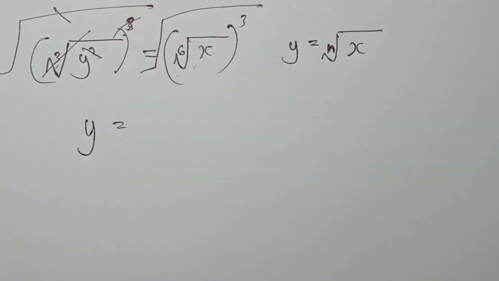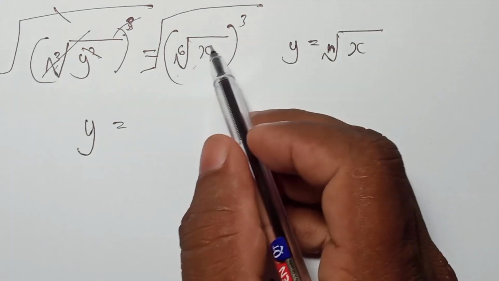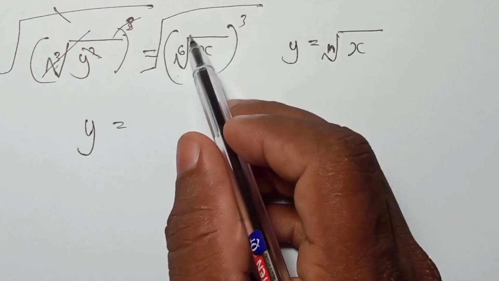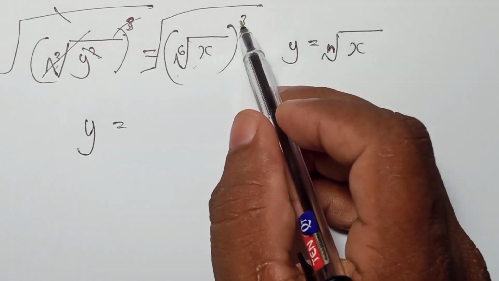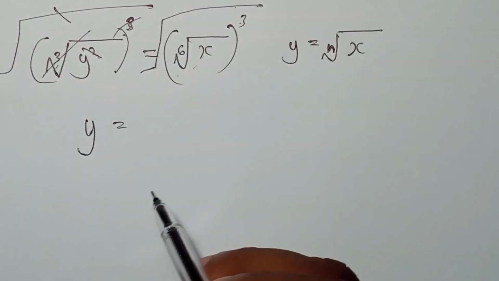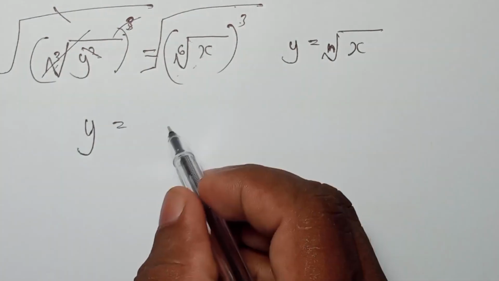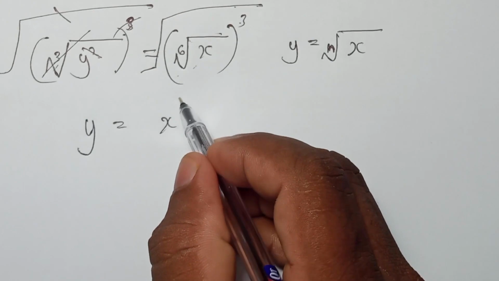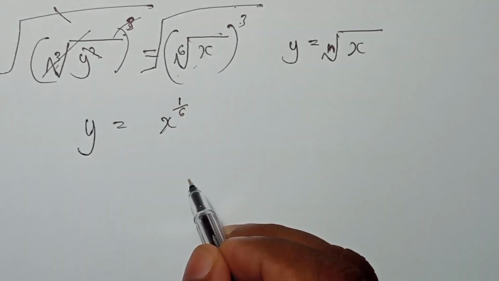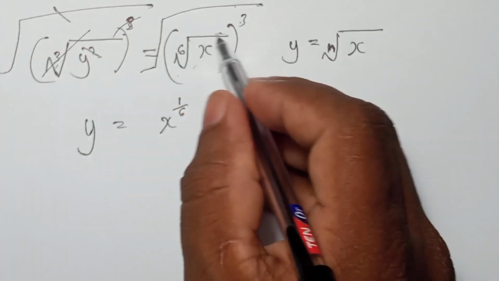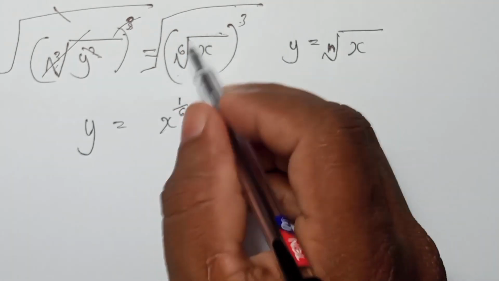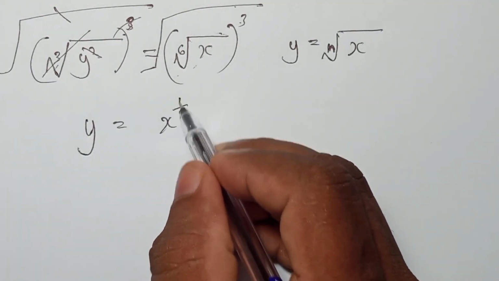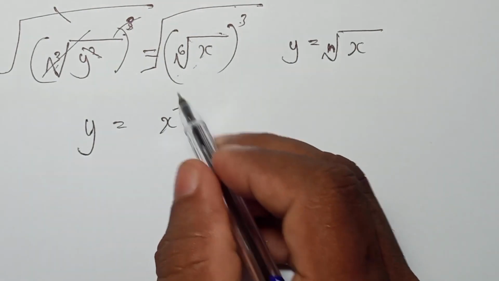Right, now the thing is a little complicated. Try to understand: here we have a sixth root, and then a cube, and then a square root. Now you know this sixth root means we can write 1 over 6. We remove this radical sign, and then we put the 1 over 6 as the index.